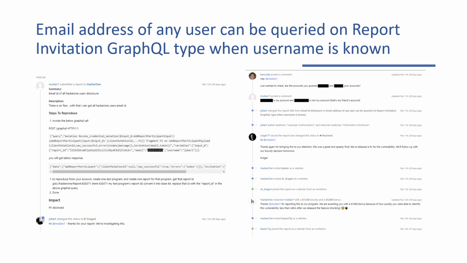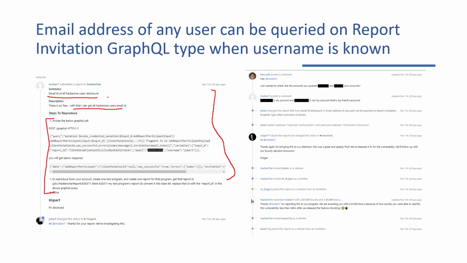And although this paid out and this got a bounty, we're still dealing with this quite confusing report where it's not really written in full English. "Email ID of all HackerOne users disclosure. There is a flaw. With that, I can get all HackerOne users' email ID." And then the steps to reproduce here are actually pretty clear. They are stuff people could follow.